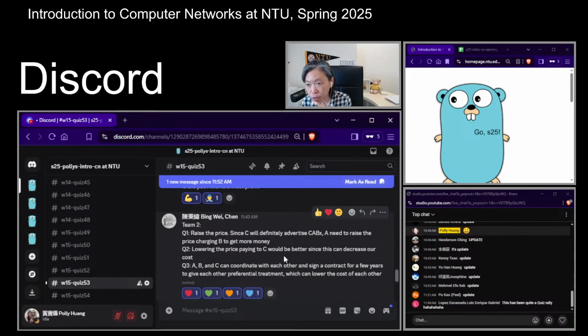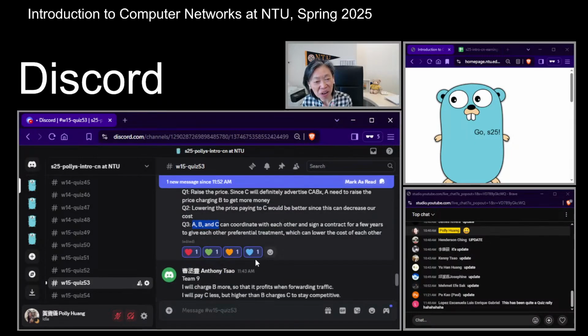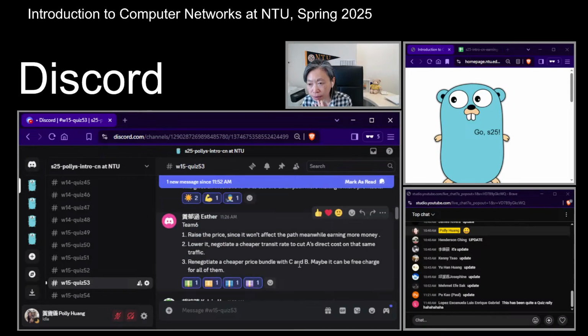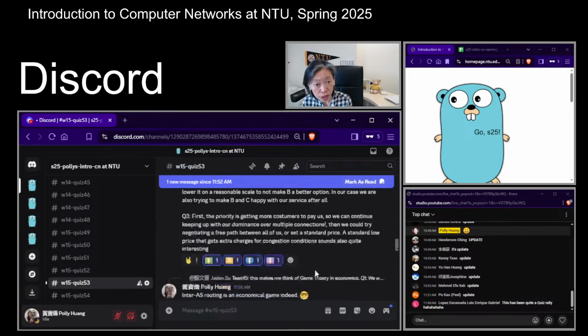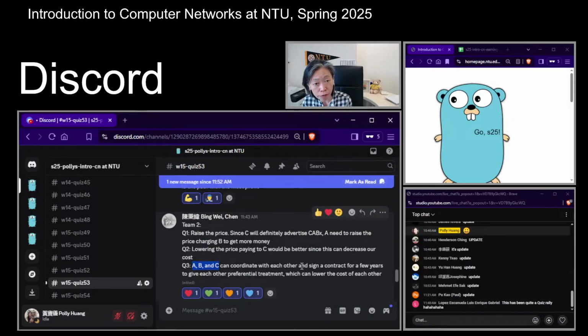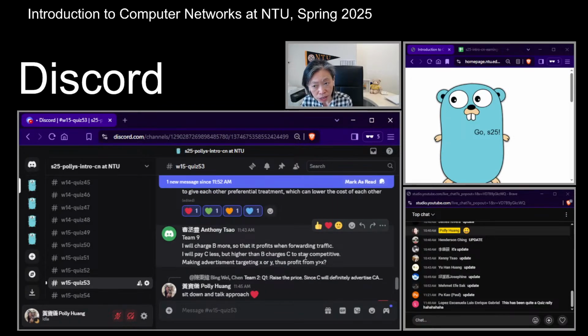And Team 2. Yeah, so Team 2's approach is, ABC, again, sit down and talk. Let's hope for a loving world. I think it's very similar to Team 6, right? Yeah, maybe eventually no charge for each other. Or maybe a fixed charge for a few years and then renegotiation after a few years. Okay, so that would avoid needing to negotiate again and again.